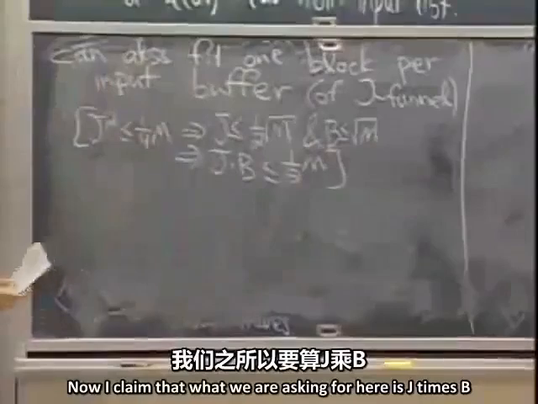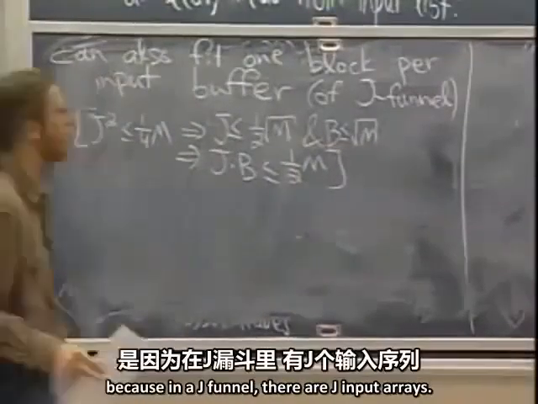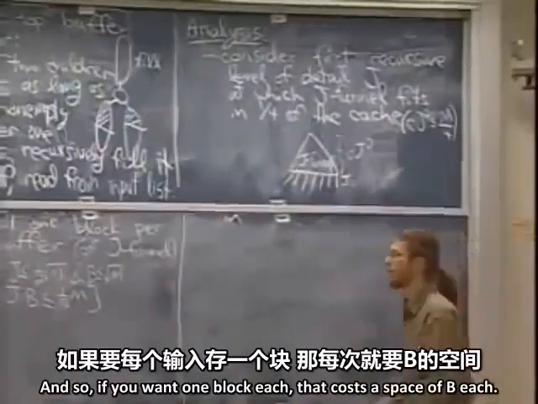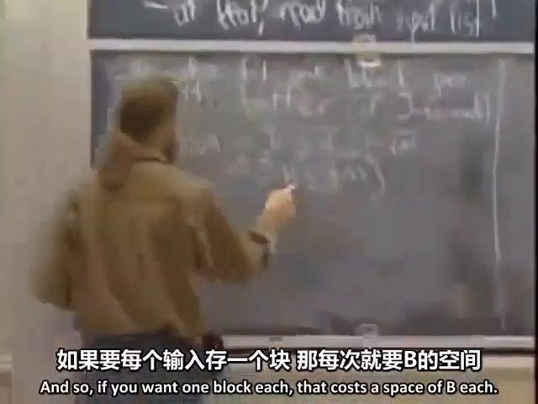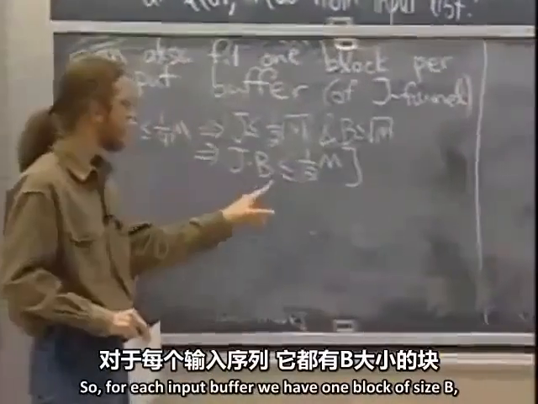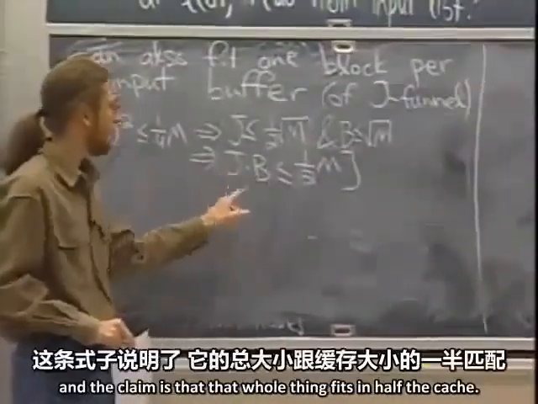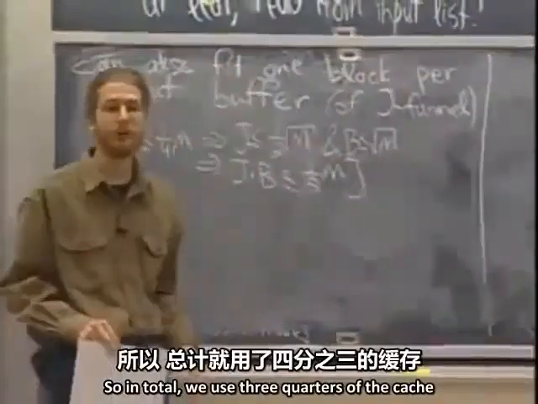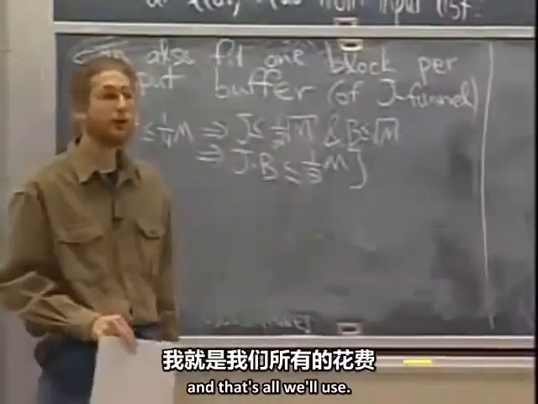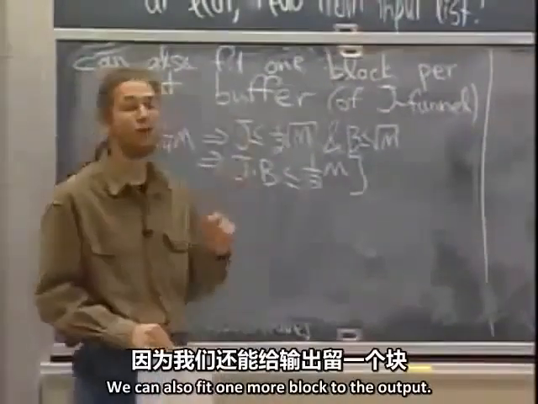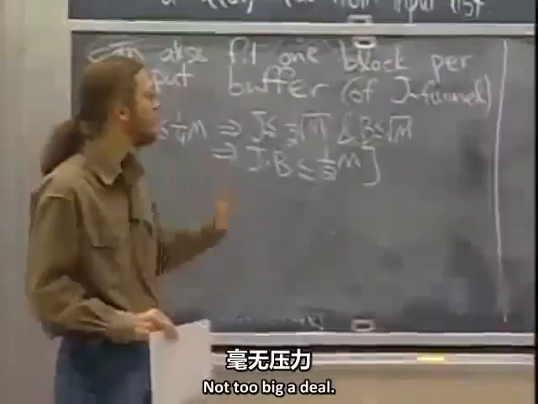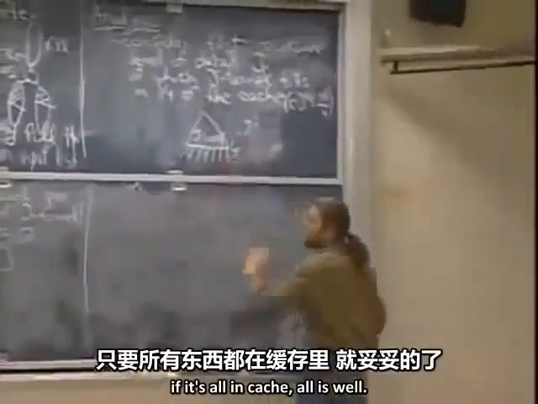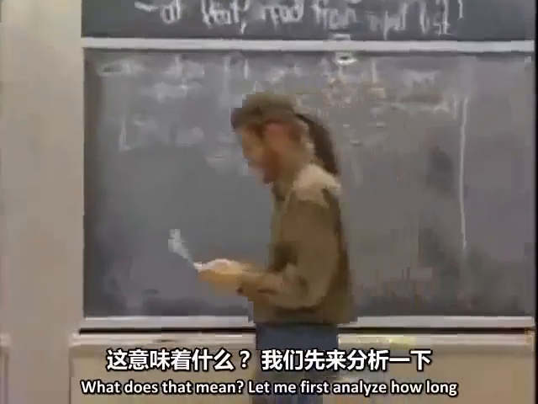Now I claim that what we're asking for here is J times B, because in a J funnel, there are J input arrays, and so if you want 1 block each, that costs a space of B each. So for each input buffer, we have 1 block of size B, and the claim is that whole thing fits in half the cache. And we've only used 1/4 of the cache, so in total we use 3/4 of the cache, and that's all we'll use. Okay, so that's good news. We can also fit 1 more block for the output. That's a big deal. So now, as long as this J funnel is running, if it's all in cache, all is well. What does that mean?